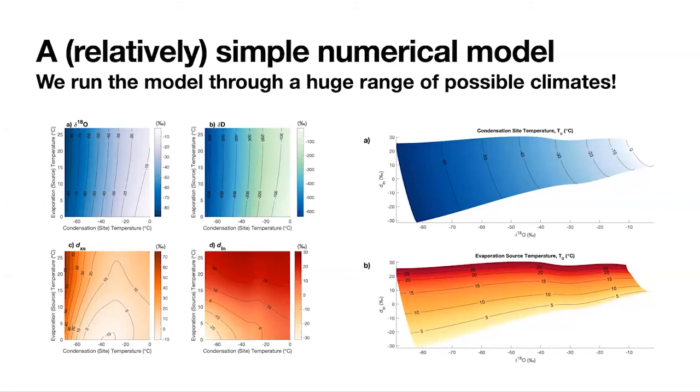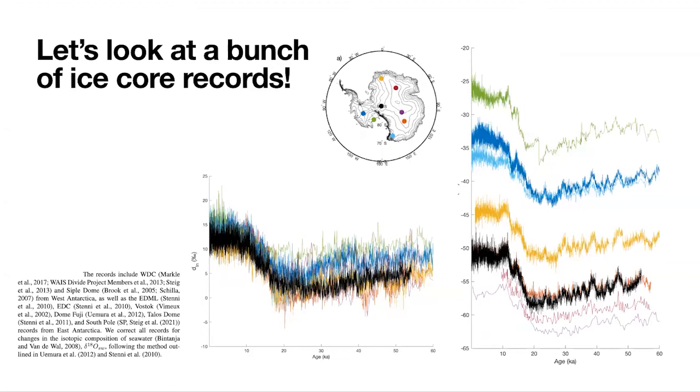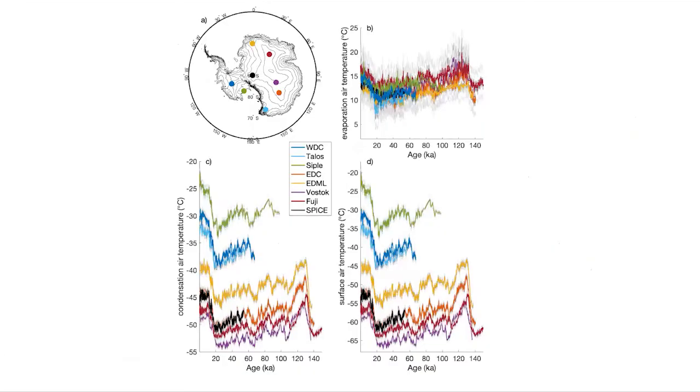Maybe? All right. So then we can take the O18 and deuterium excess records from a bunch of different ice cores all over Antarctica and use the results of this model to reconstruct both the temperature of condensation and the temperature of evaporation that the model thinks could lead to those unique values of O18 and deuterium excess. So if we do that, this is what we get.